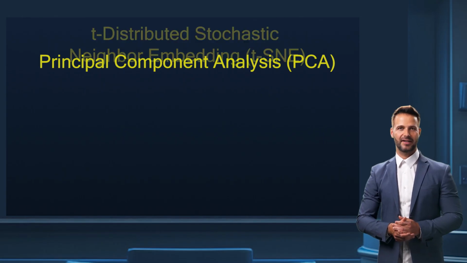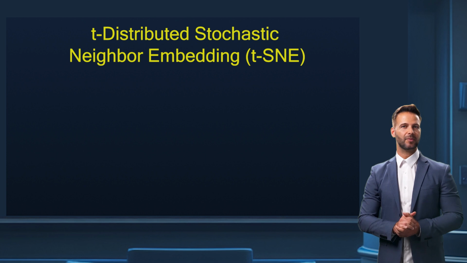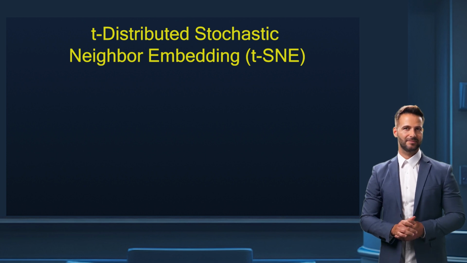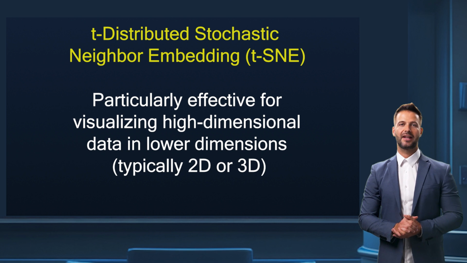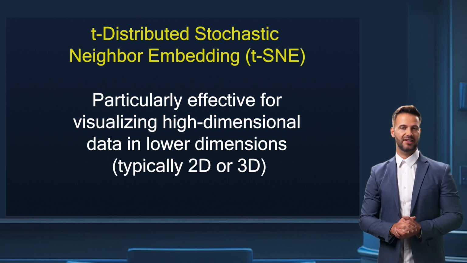Now let's dive deep into T-distributed Stochastic Neighbor Embedding, or t-SNE. Remember that t-SNE is particularly effective for visualizing high-dimensional data in lower dimensions, typically 2D or 3D. It focuses on preserving the local structure of the data, making it suitable for clustering and visualization tasks.